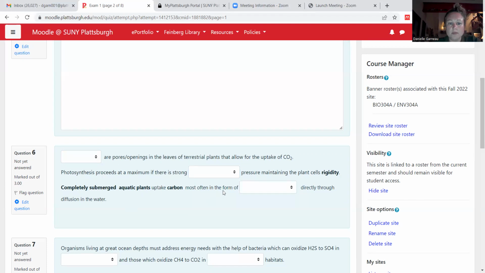Completely submerged aquatic plants uptake their carbon most often in the form of, and this is through diffusion across their membranes. Now remember, any plant that's floating on the top, like a macrophyte, one example I think was the pickleweed, or any of the lily pads that you might encounter, they still are floating on the top, so they will have stomata for gas exchange. But if a plant is like milfoil or some of the seaweeds, those would be diffusing bicarbonate. The carbon comes in as bicarbonate.